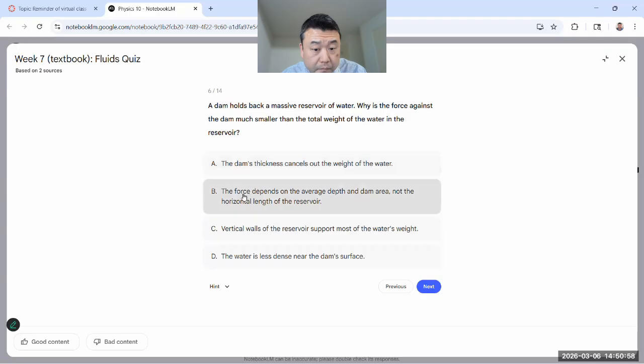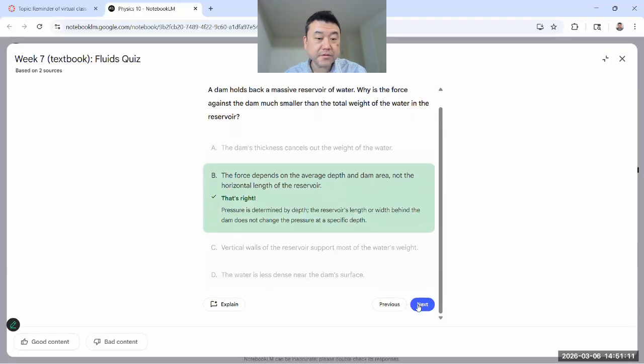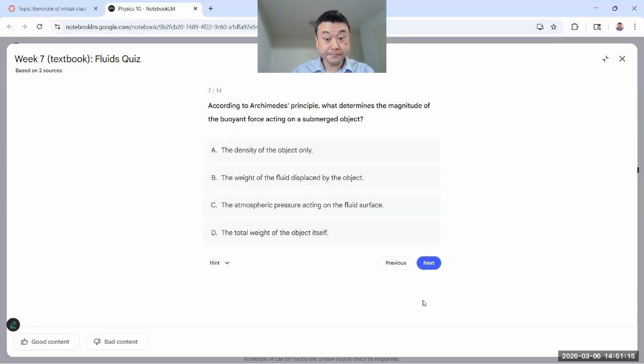So, average depth and dam area. Yeah, not the horizontal length of the reservoir. Yeah, I think that's it. That's interesting. I don't think I noticed that in the textbook. If it's in the textbook, then that's interesting.